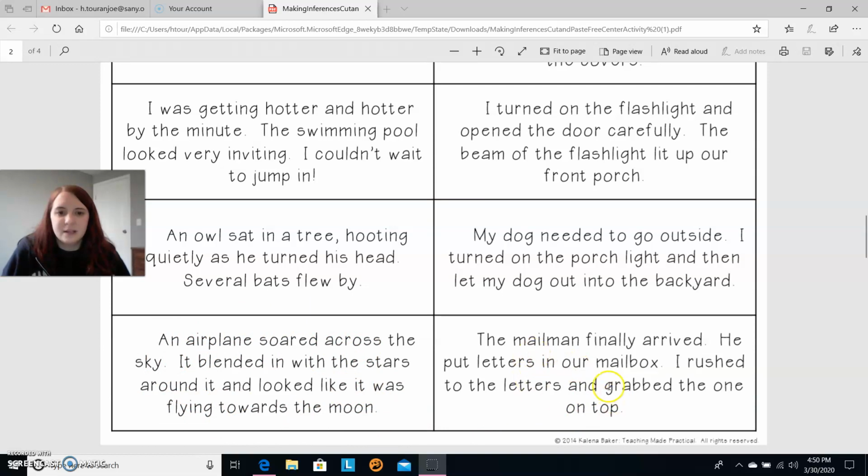And lastly, number 6. The mailman finally arrived. He put letters in our mailbox. I rushed to the letters and grabbed the one on top. This one doesn't come right out. Well, the fact that the mailman had arrived, I know that my mailman doesn't usually come at night, so this one would actually be daytime.